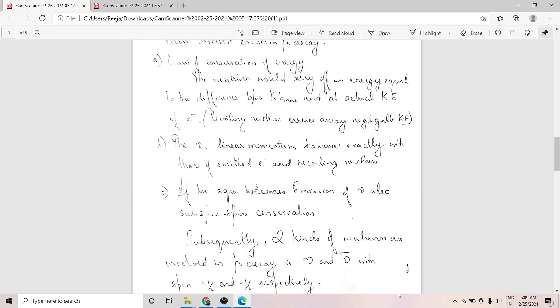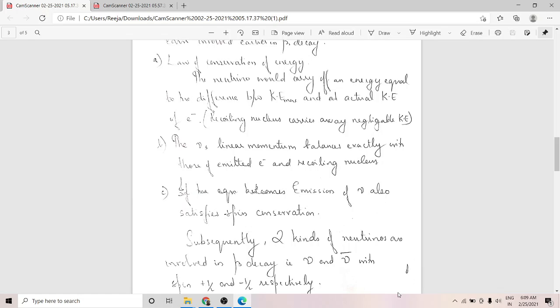So the neutrino would carry off an energy equal to the difference between the kinetic energy maximum and the actual kinetic energy of the electron. Then how is the problem of linear momentum solved?